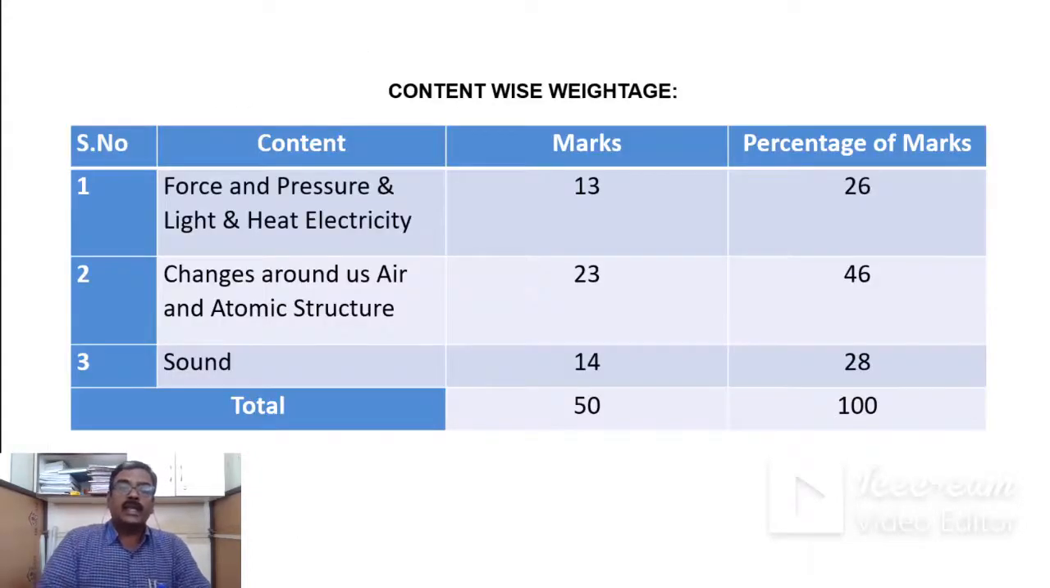Here, content wise weightage. We are taking the lessons and we allot the marks in each area. 13 marks, 23 marks and 14 marks. So force, pressure, light, heat and electricity, from these lessons we are taking 13 marks. Changes around us, air and atomic structure, 23 marks. Sound lesson we are taking 14 marks.